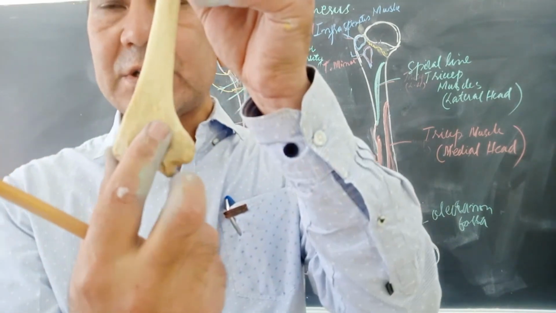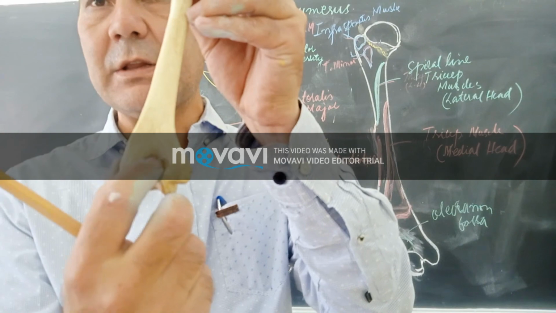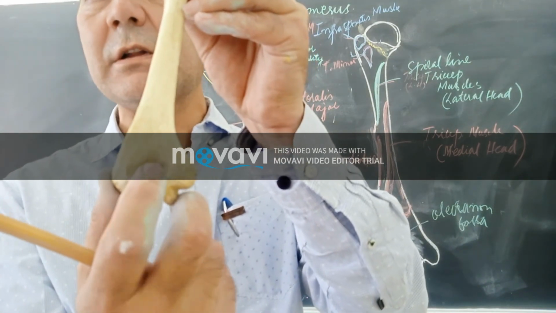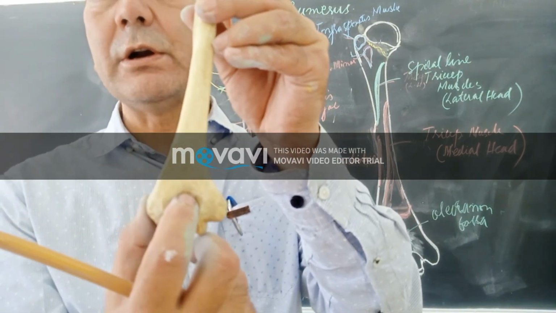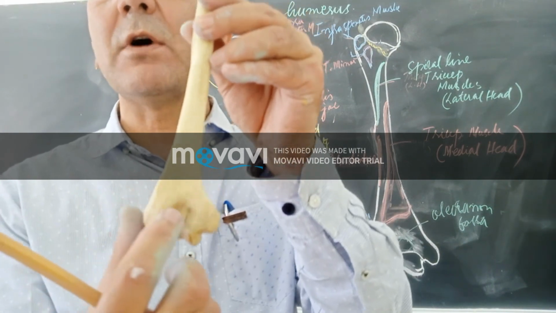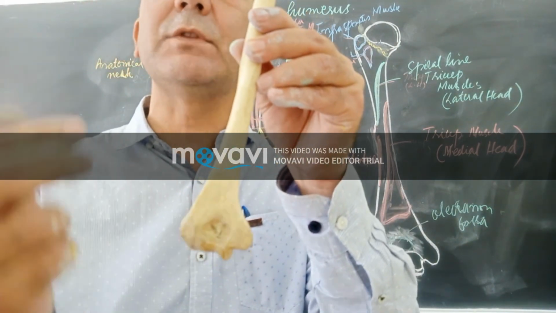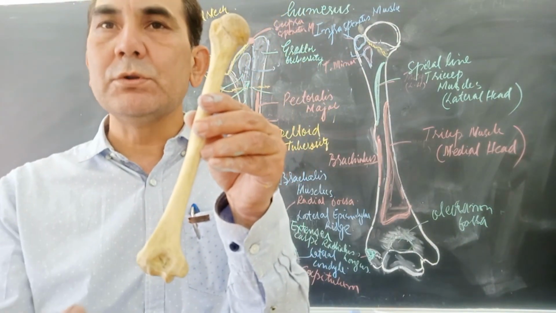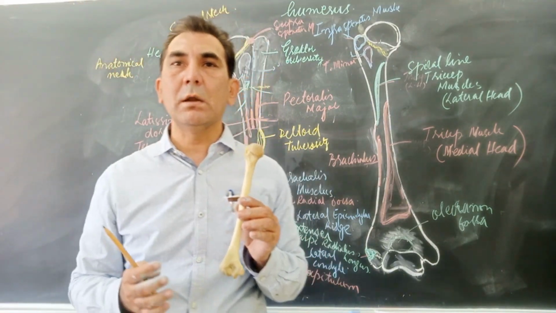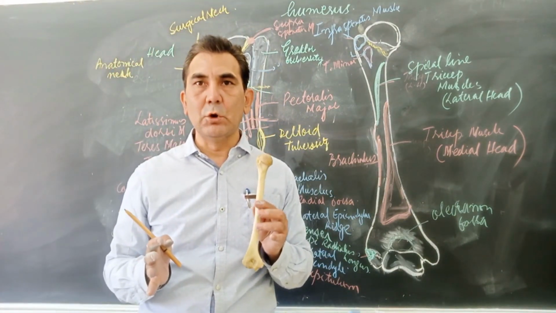At the lower extremity, which is triangular in shape, only one fossa is present. On the back side, this is called the olecranon fossa, and this olecranon fossa is for the attachment of the olecranon process of the ulna bone to make the elbow joint. So okay, this is all about the humerus bone.